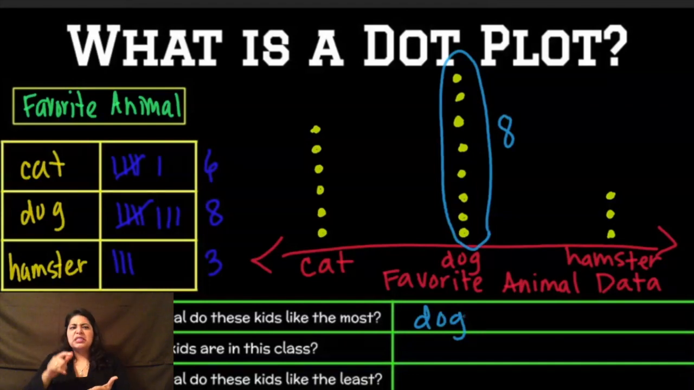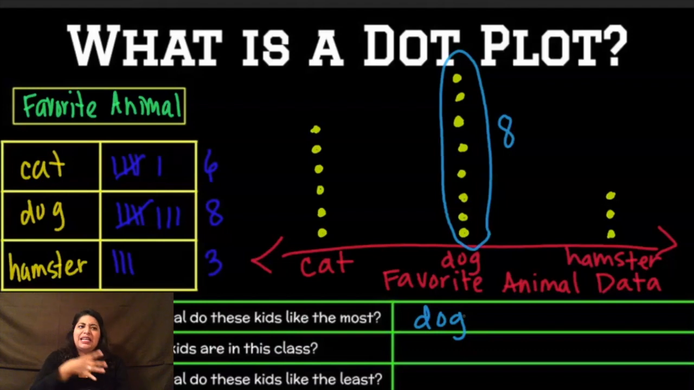Now let's look at this second question. How many kids are in this class? Well, they're not asking me about the cat or the dog or the hamster. They're asking me about kids in the class. Well, if I tell you that all the kids took this survey, then how would you figure out how many kids total are in the class?